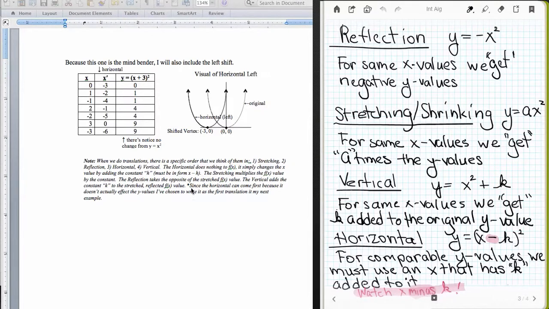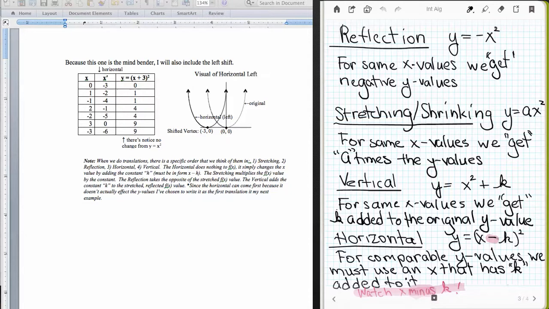Alright, I was saying in the last video, and I know it's going to get cut off because it was a little bit too long. So we were talking about the horizontal translation. And in the horizontal translation, we see that we have y equals x minus k, quantity squared.